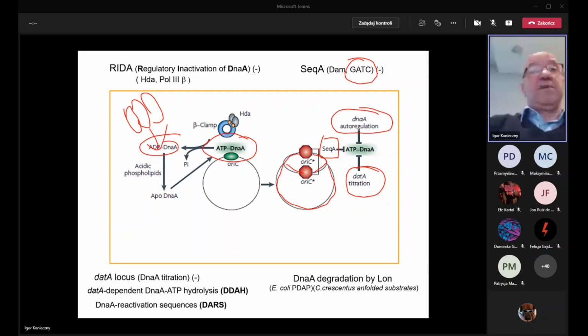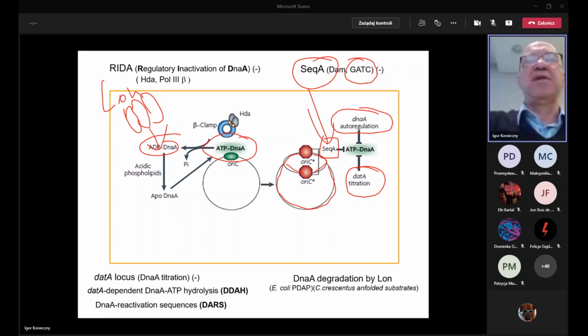Oh gosh, it's a little bit hard, but I think you managed. So what do we have? ATP, ADP conversions, DnaA degradation, and it could be both ATP and ADP form, as in Caulobacter crescentus, but in E. coli only ADP DnaA is degraded by Lon. Okay. Then we have the other system, which is based on hemimethylated DNA and SeqA protein, which interacts with hemimethylated DNA, which prevents ATP DnaA from interacting with the replication origin.